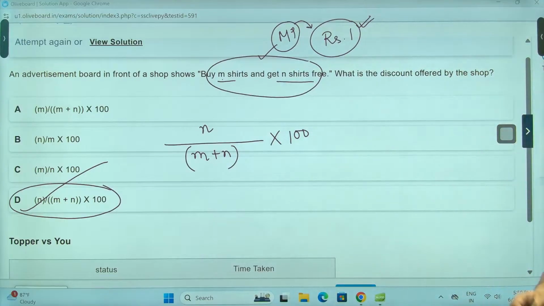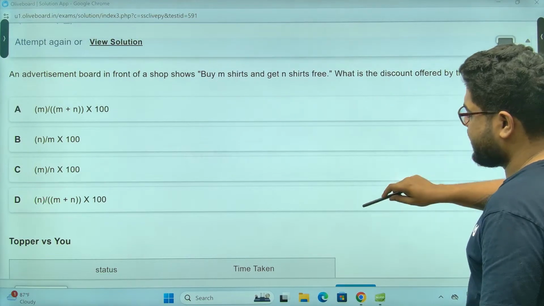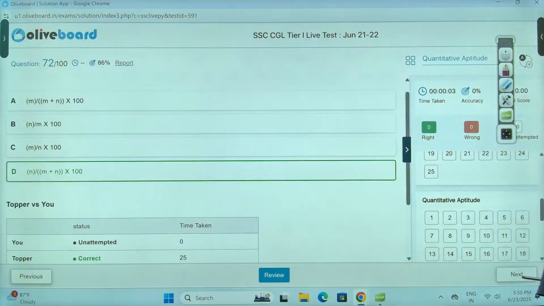Yes, Abhijit, again you are correct, brother. You are again correct. ठीक है, चलो आगे.